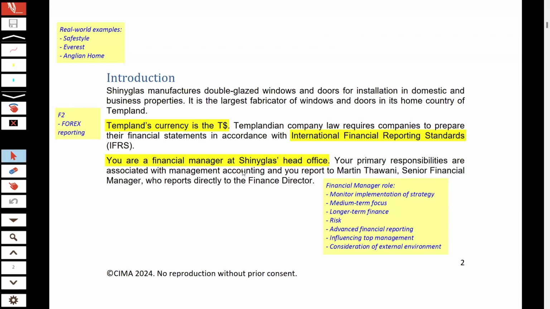Okay, then. Now, we are the financial manager at Shinyglas's head office. We always are the financial manager in an MCS case.